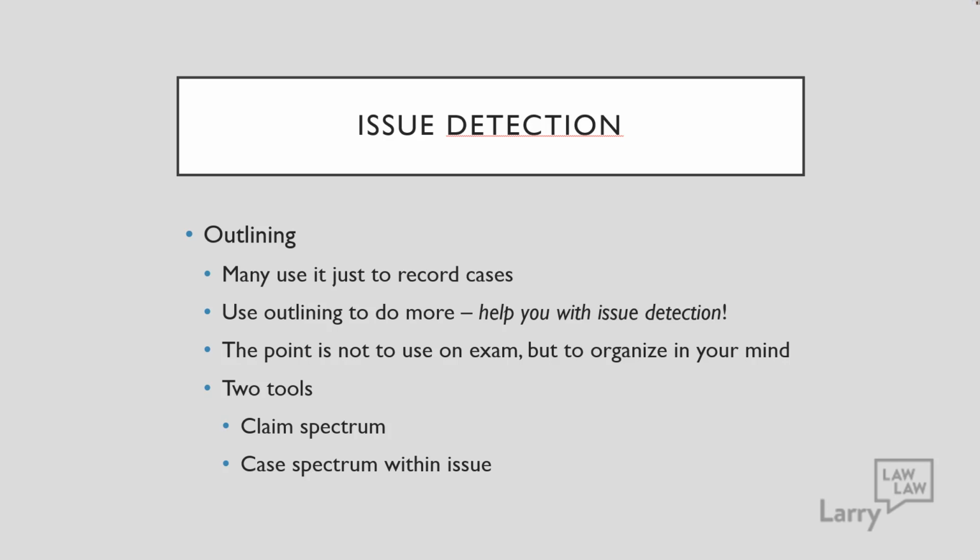So I think within an outline, there are two different tools that you should be creating. A claim spectrum, which is a variety of laws organized in a certain way so that you can try and solve a given legal problem, and then a case spectrum within a given issue so that you can resolve specific claims. So I'm going to go in depth on both of these, claim spectrums and case spectrums.